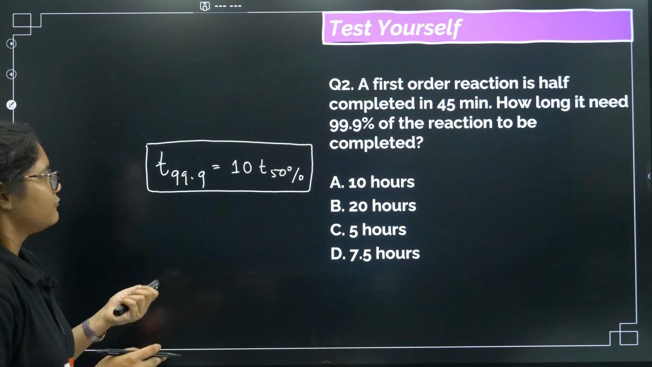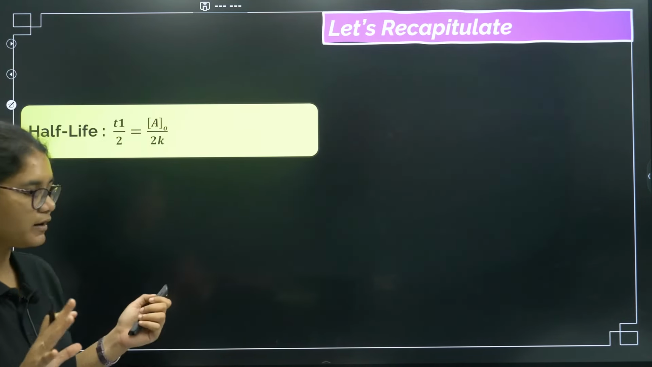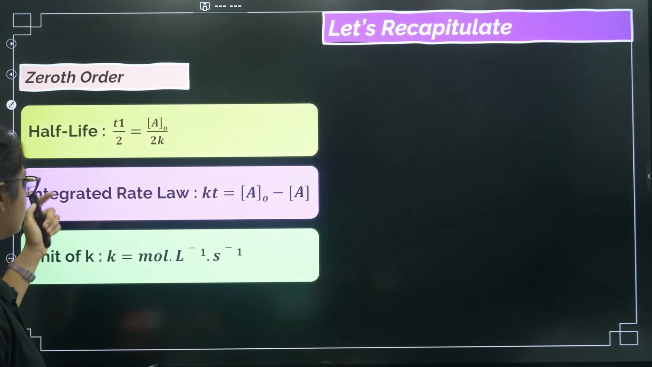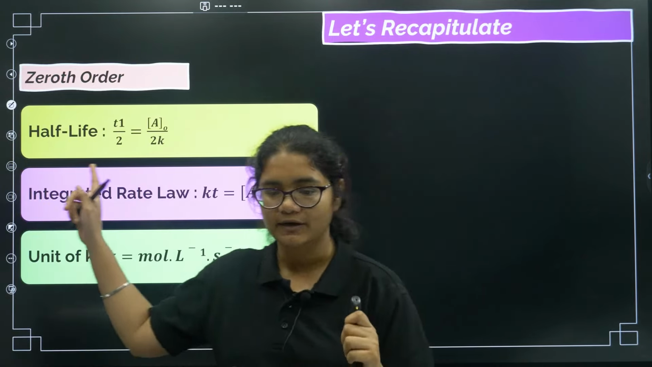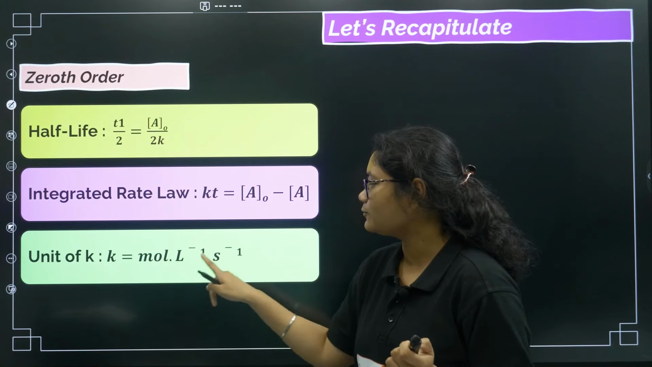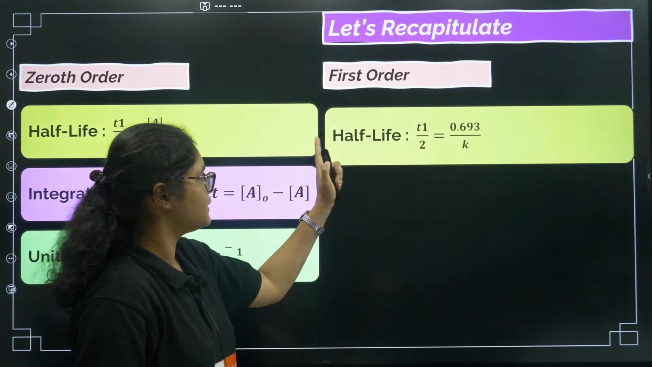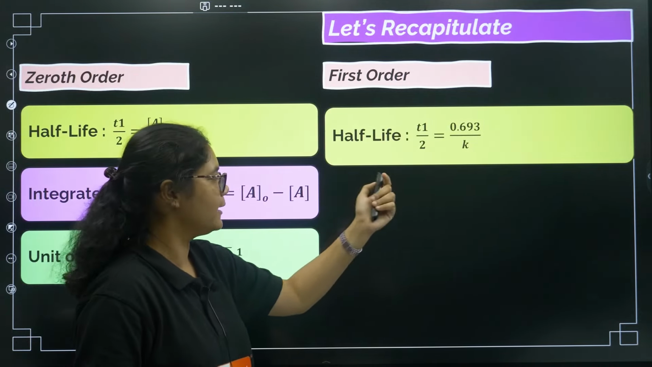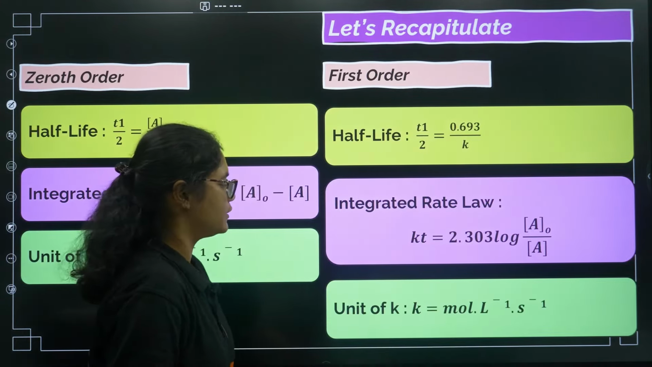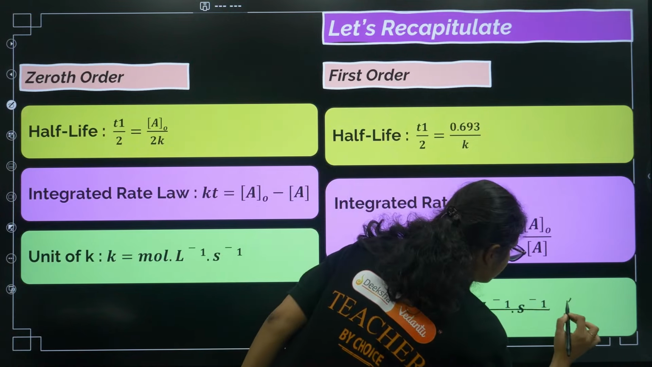Okay, fine. Now let's have a small revision of what we have studied today. So what all formulas are there? These are for your zero order reaction. Half-life formula is A0 by 2K. Integrated rate law is Kt equal to A0 minus A. Units of K is mole liter inverse second inverse. Now if you see for first order, the T half formula is 0.693 by K. The integrated rate law is 2.303 log A0 by A, and the unit of K, here again I will correct it, unit of K is second inverse.